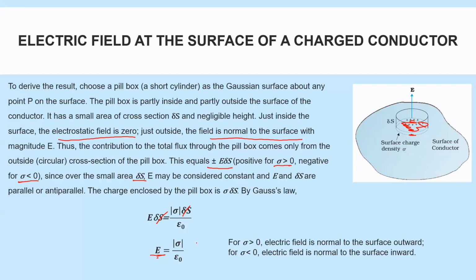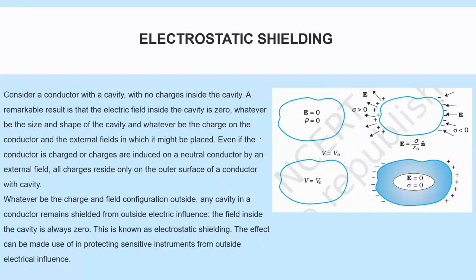If sigma is more than 0, the electric field is normal to the surface and it is going radially outwards, as it is there in the figure. If your surface charge density sigma is less than 0, it is negative. Your electric field is normal, but it is going to be inwards to the surface. So the direction of the electric field will be opposite of what is being shown here. So this is how we find the electric field at the surface of a charged conductor.